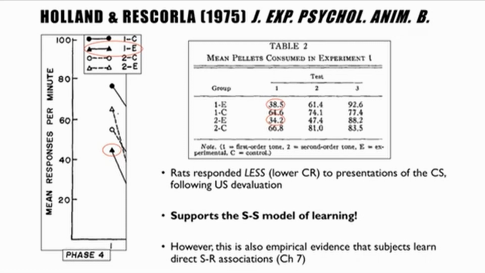Now, I'm not going to talk about it here, but there is evidence for SR associations, but we have an entire section in Chapter 7 where we'll talk about that because it's a little bit more complicated. So what we're going to take home from this is that we do have evidence supporting SS learning, and we will eventually talk about evidence for SR associations as well.